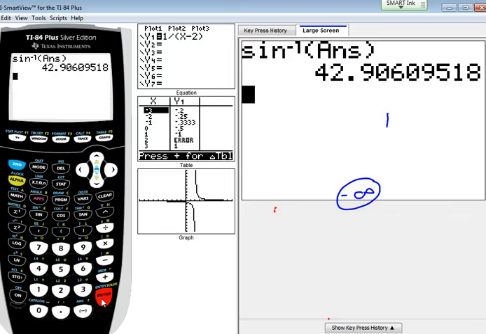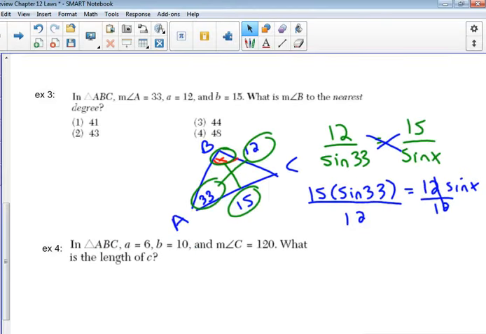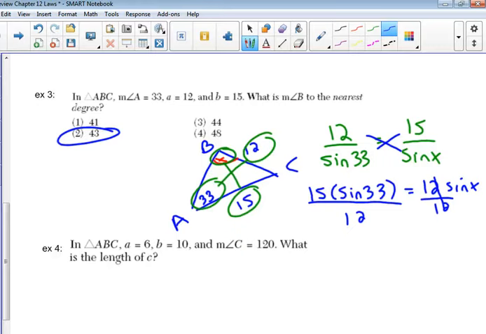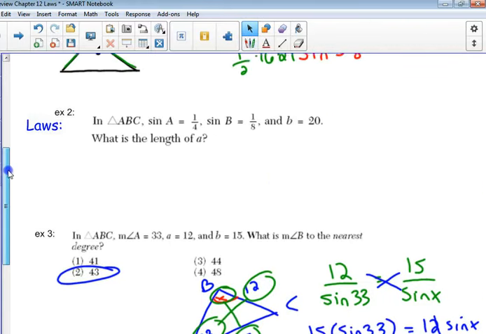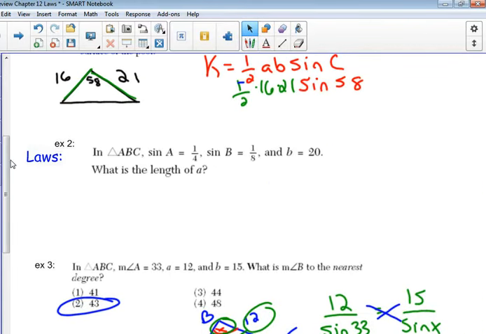Alright, let's go back to number 2 now. So, 3, this is pretty easy, really a general kind of sine question, right? Example 2 is tougher because of the way it's written and what they give you, okay? So here, they ask you guys what length a is, okay? Do they give you what angle A and what angle B are? No, they just give you the sine of A.